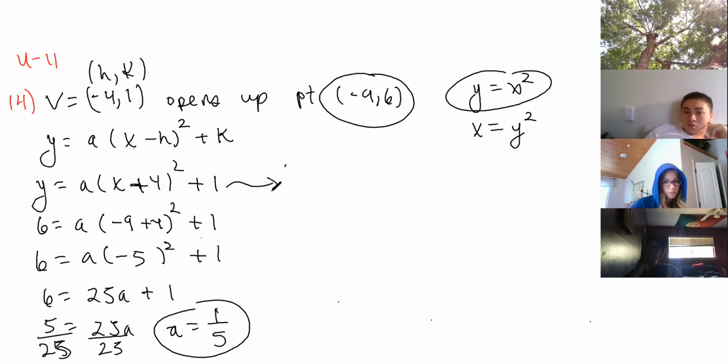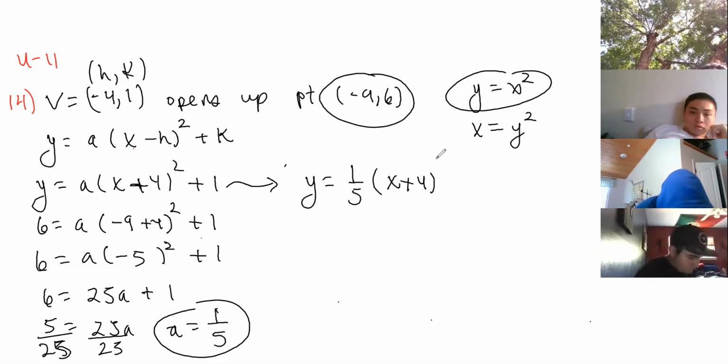So then we come back here and write our equation. Y equals 1/5 parentheses x plus 4 quantity squared plus 1.